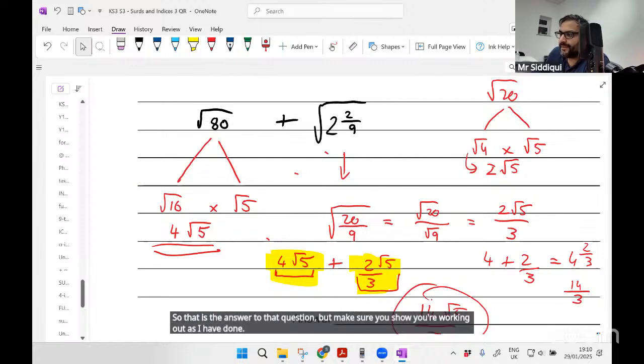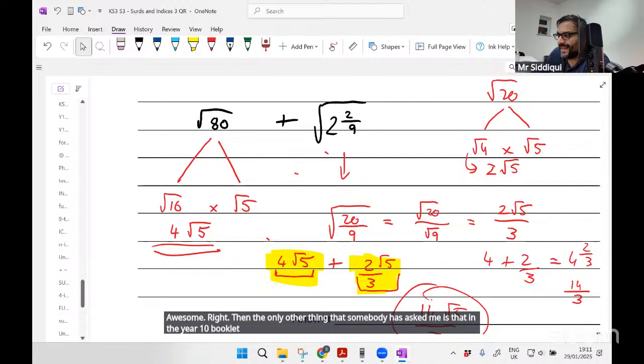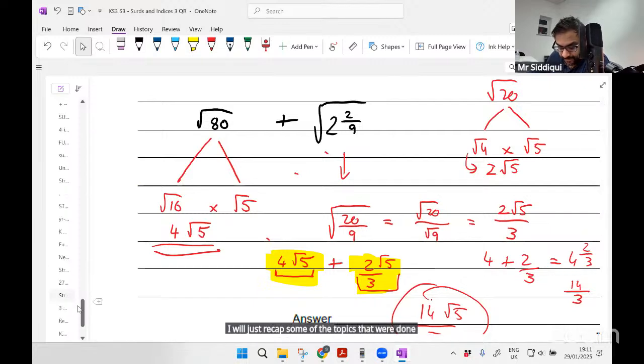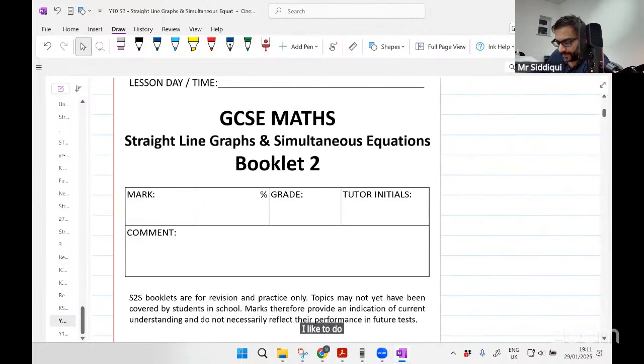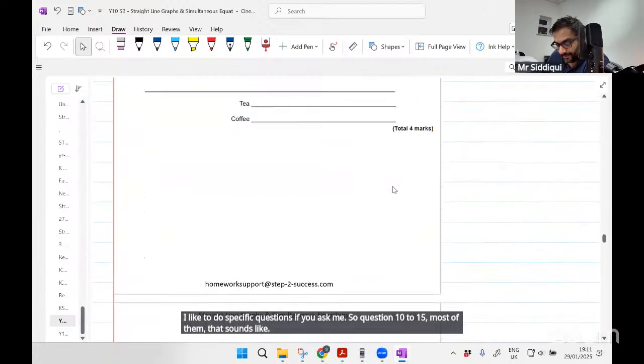Awesome. Right, then the only other thing that somebody has asked me is that in the year 10 booklet, there was a question from 10 to 15. If there are no other questions on that, by the way, I will just recap some of the topics that were done and maybe go through some of the questions as well, but I like to do specific questions if you ask me. So, question 10 to 15, most of them, that sounds like, from this booklet.